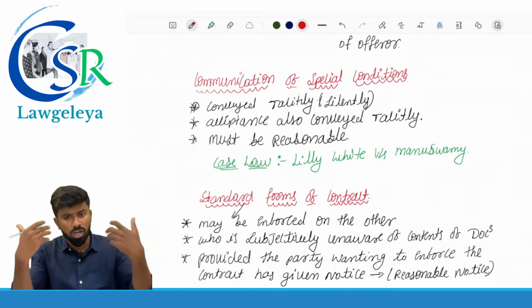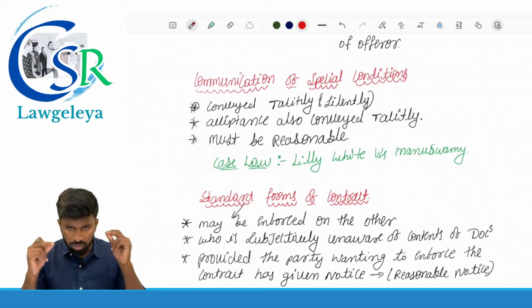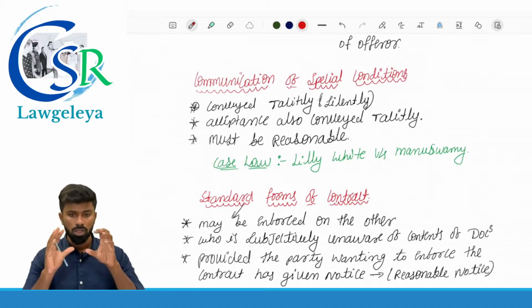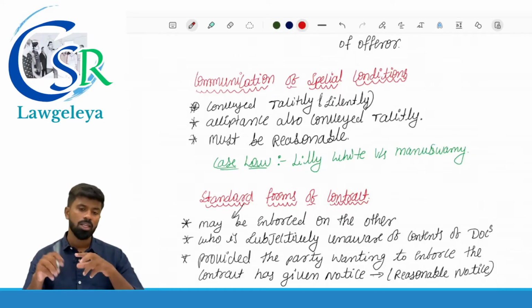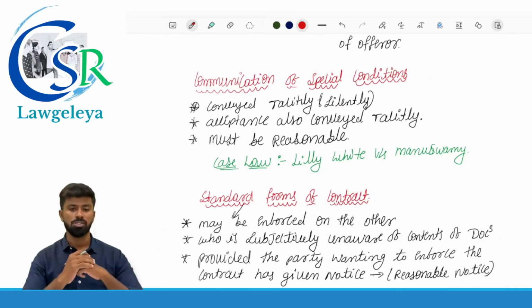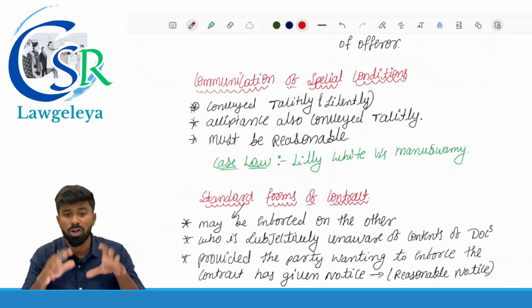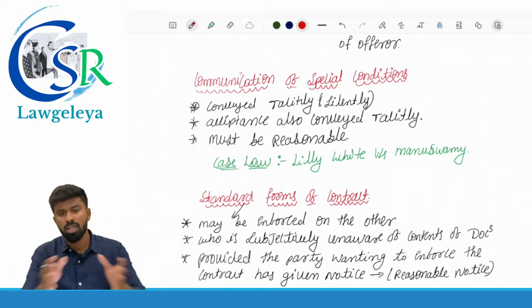And even if he is not aware about it, is he bound by it, sir? Yes, he is bound by it. So special conditions are the conditions which are conveyed tacitly, and even the acceptance is also conveyed tacitly. And these conditions must be what? Reasonable. If they are unreasonable, it is not valid.